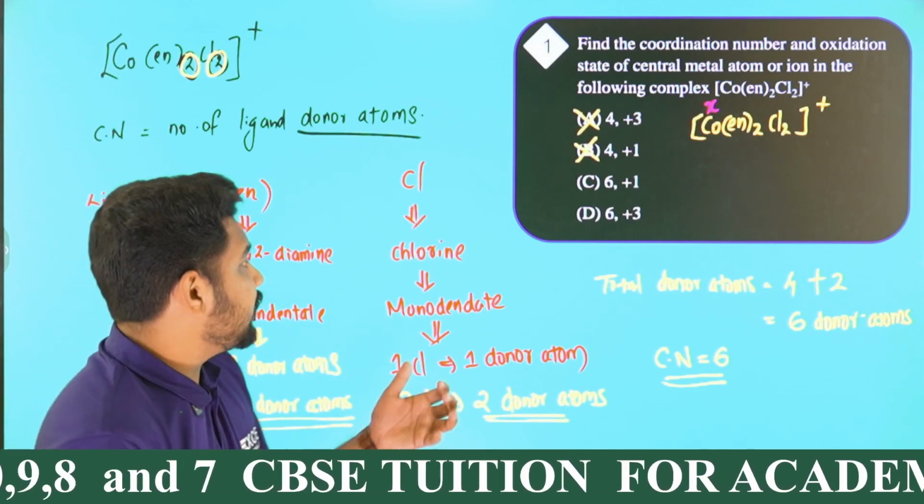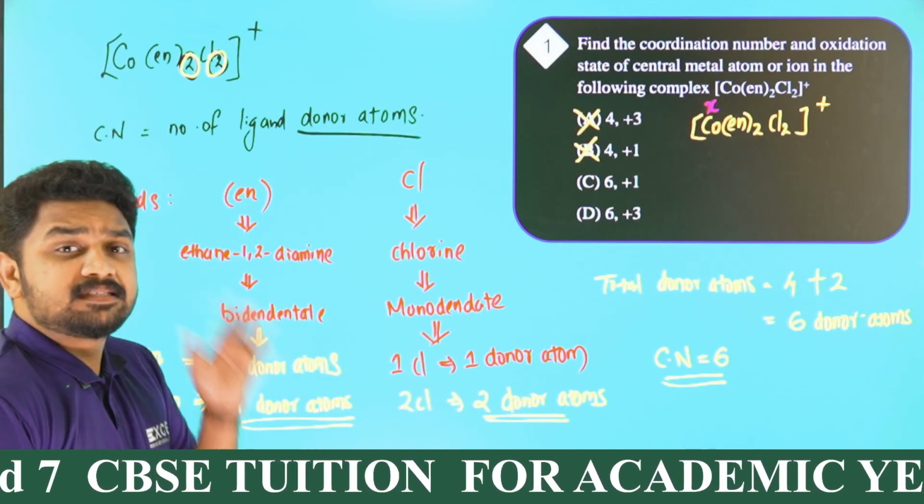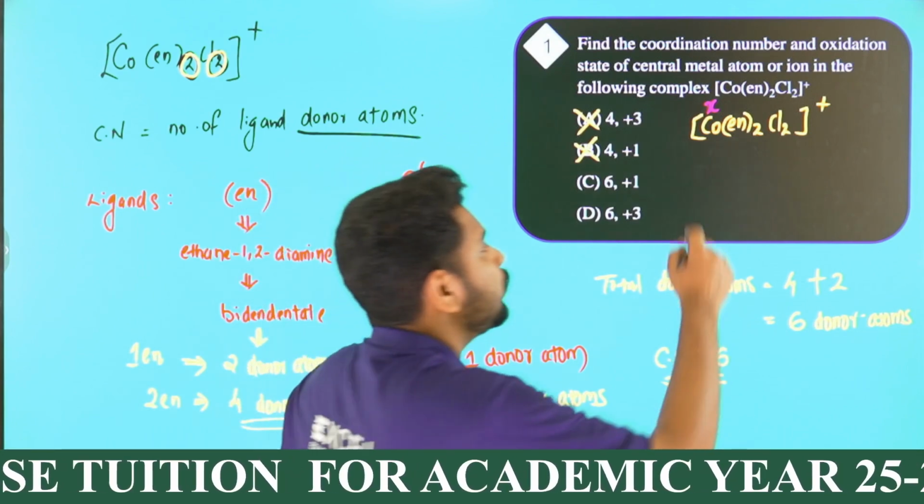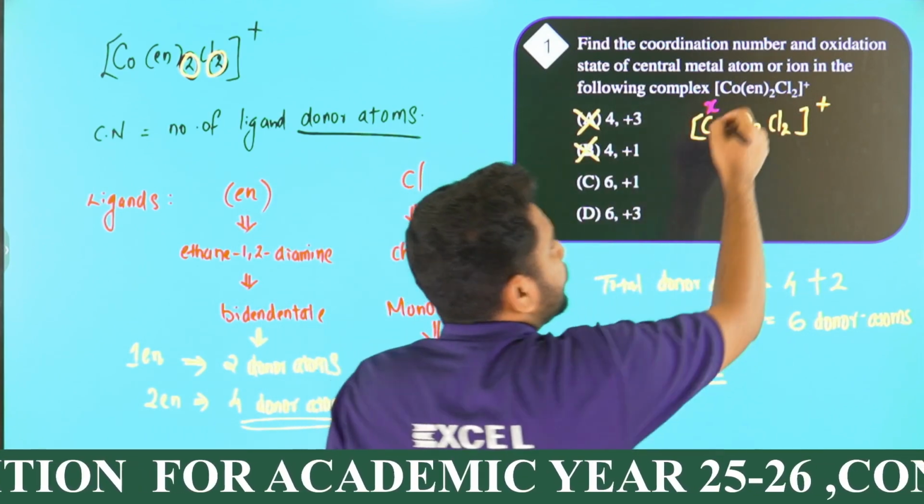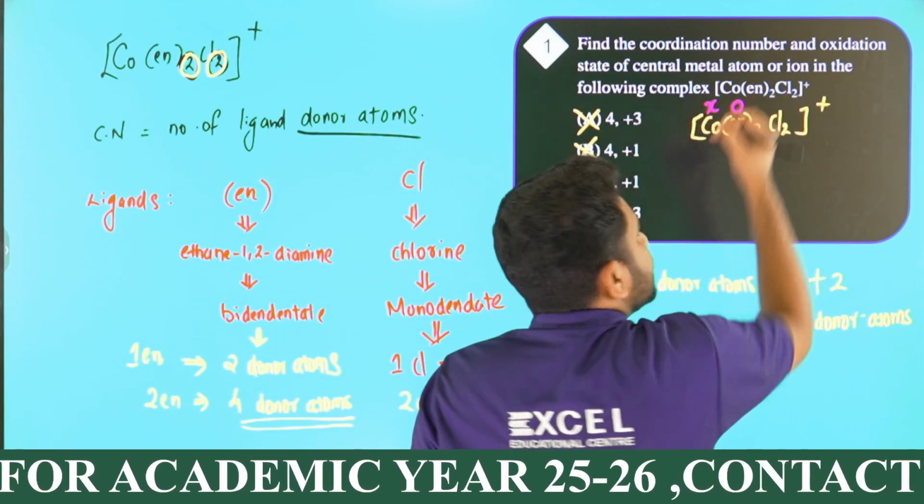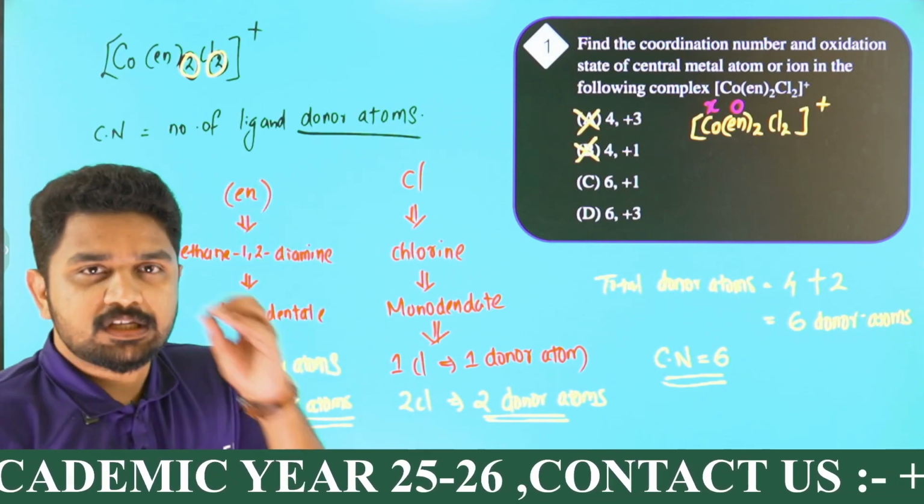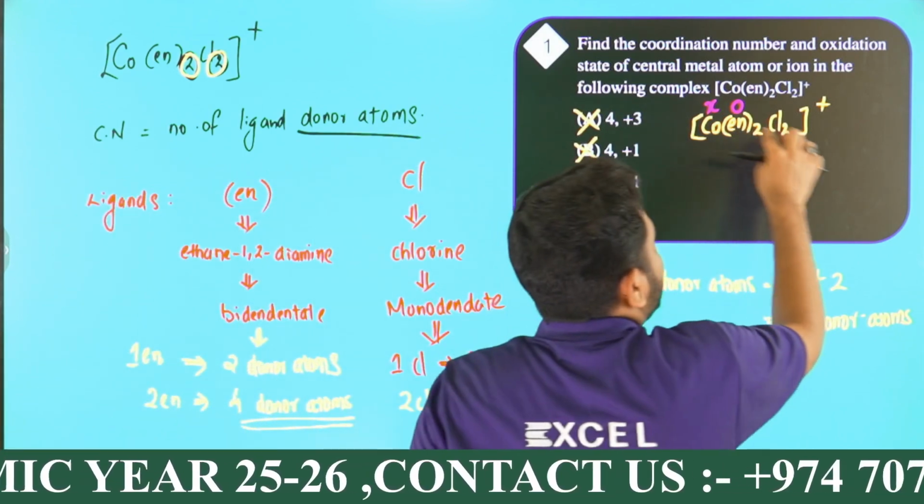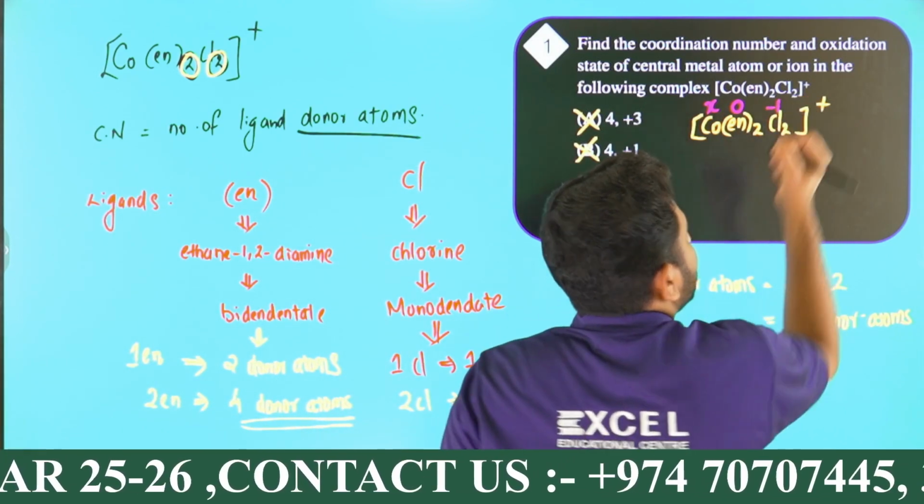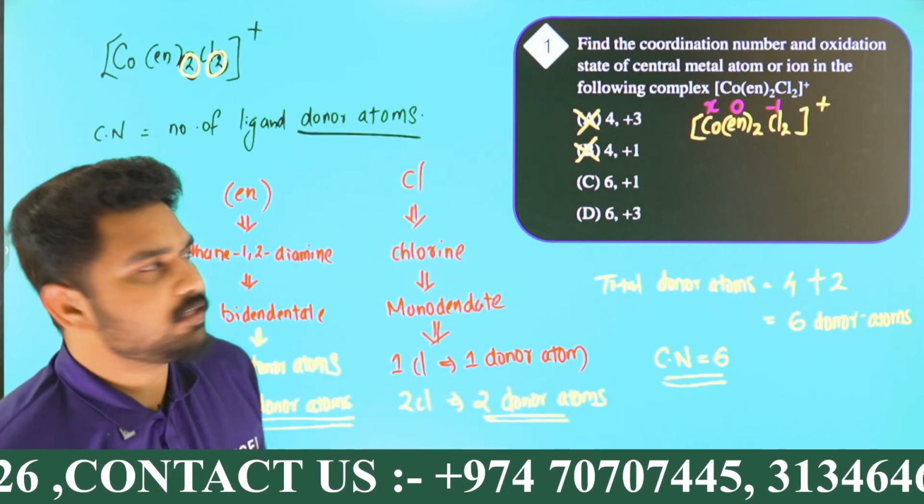En, or ethane-1,2-diamine ligand, is a neutral molecule. Since it is neutral, the charge will be 0. So the charge of En is 0. What about the charge of chlorine? The charge of chlorine is -1.